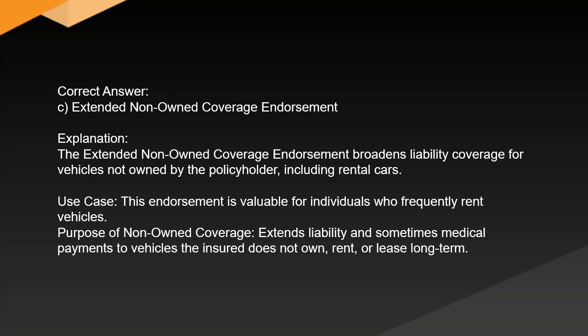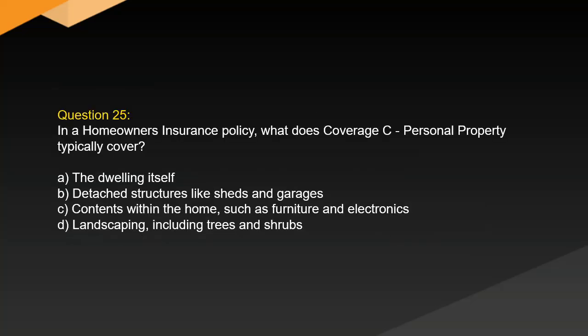Question 25. In a homeowner's insurance policy, what does Coverage C, Personal Property, typically cover? A. The dwelling itself. B. Detached structures like sheds and garages. C. Contents within the home, such as furniture and electronics. D. Landscaping, including trees and shrubs.